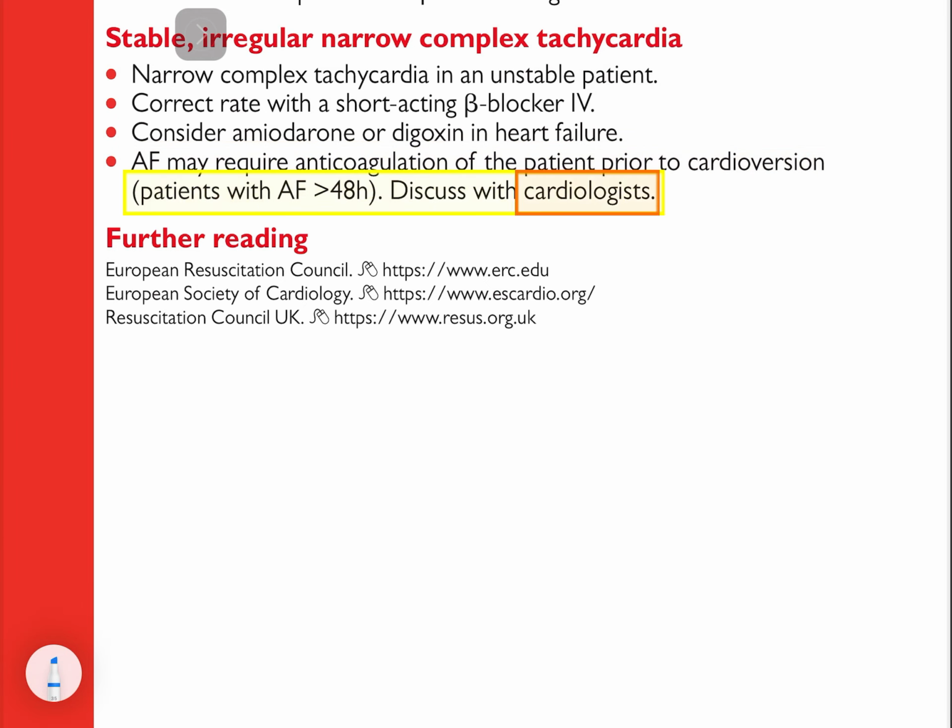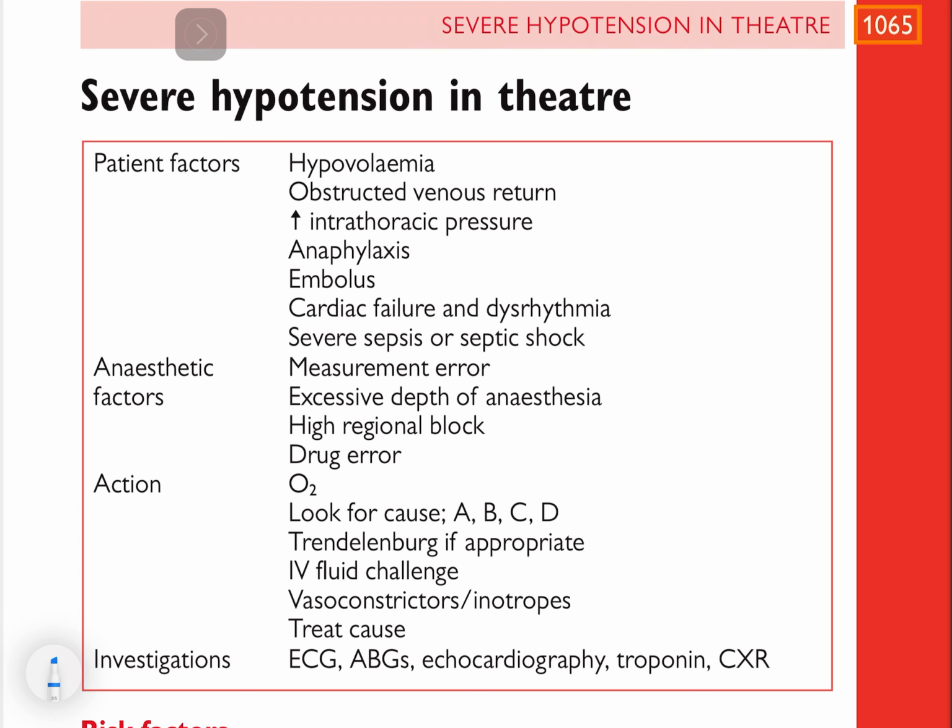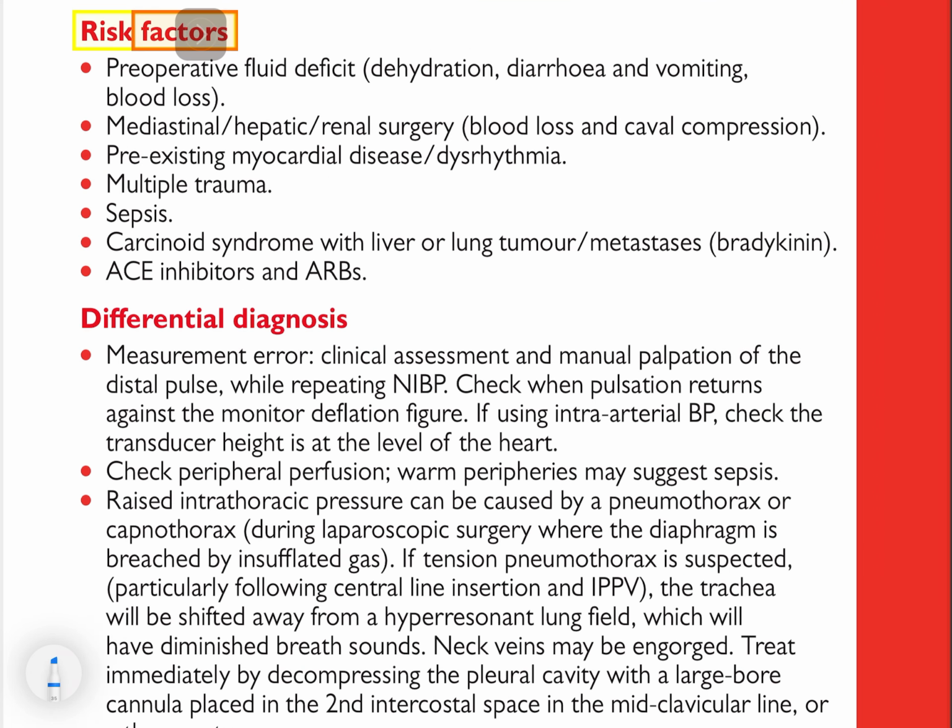escardio.org; Resuscitation Council UK, resus.org.uk. Severe hypotension in theatre. Risk factors: preoperative fluid deficit, dehydration, diarrhea and vomiting, blood loss, mediastinal, hepatic, renal surgery, blood loss and caval compression, pre-existing myocardial disease, dysrhythmia, multiple trauma, sepsis, carcinoid syndrome with liver or lung tumor metastases, bradykinin, ACE inhibitors and ARBs. Differential diagnosis: measurement error. Clinical assessment and manual palpation of the distal pulse, while repeating NIBP.